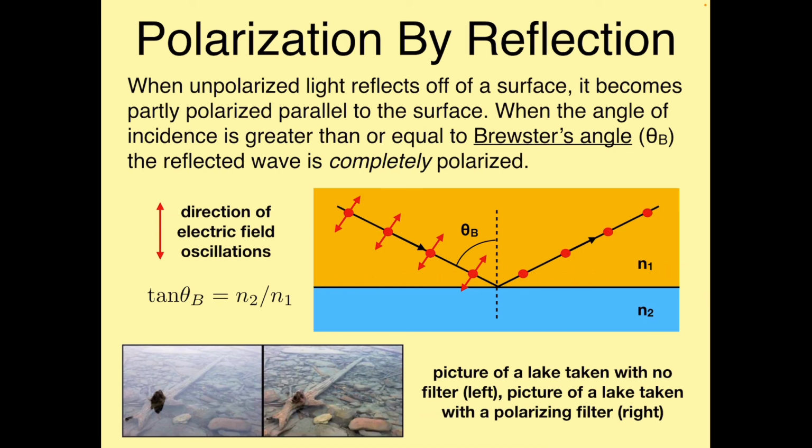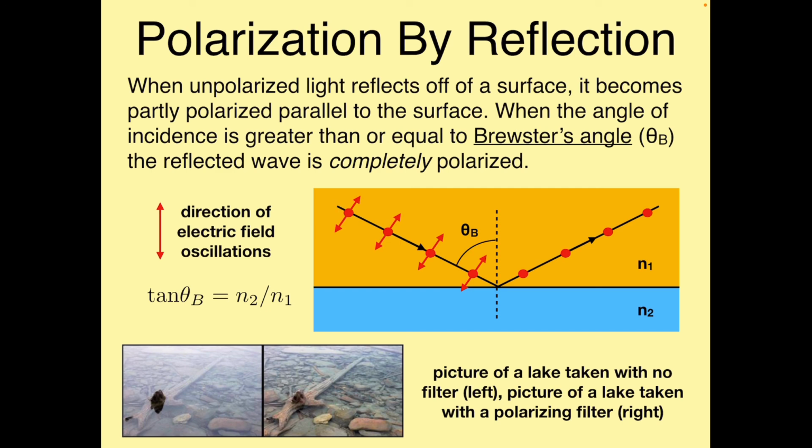So Brewster's angle is given by this equation here. Tangent theta b is equal to N2 divided by N1. So this is not an equation we're going to derive. You have to get pretty deep into the equations of electricity and magnetism to really see where this comes from and why the light becomes polarized. So for us, this is going to be an experimental fact.